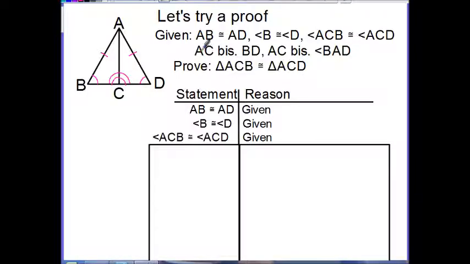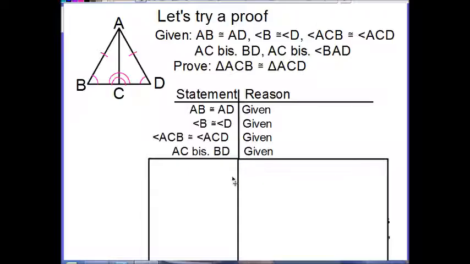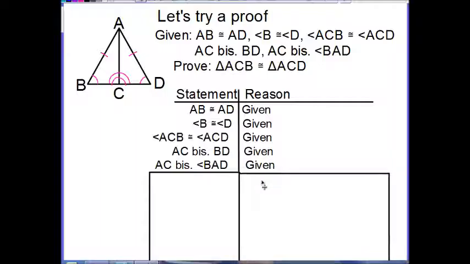Next, AC bisects BD. We can't draw anything, so we're going to write it. And last but not least, AC bisects angle BAD. Nothing to draw, I don't have congruency. The only time we draw things in is when we state congruency. So there's all my givens.